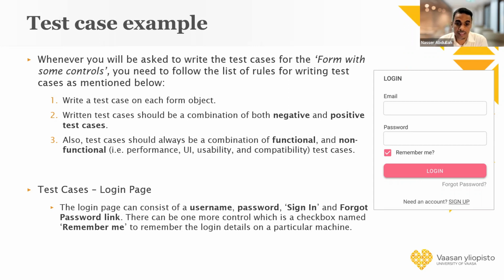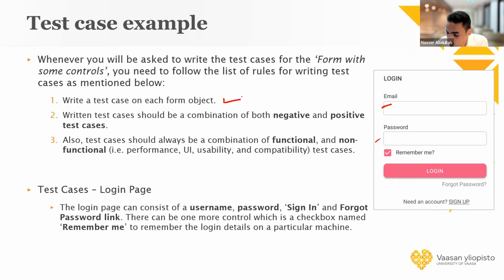So each of these components can be verified. Here are some tips on how to write the test cases. First of all, you have each of these components, which is the email, the password, and other components. All of them can be considered as testable features, and based on the requirement, you can write the test cases for them. So this is number one.